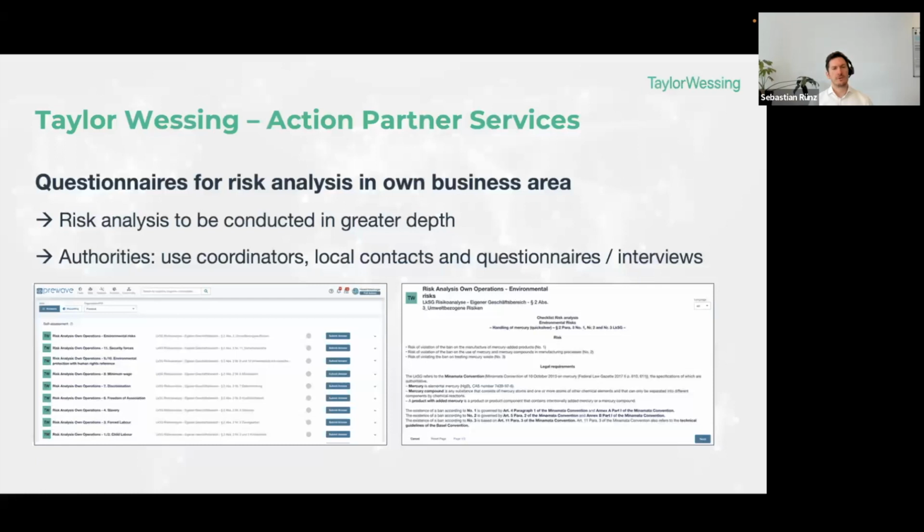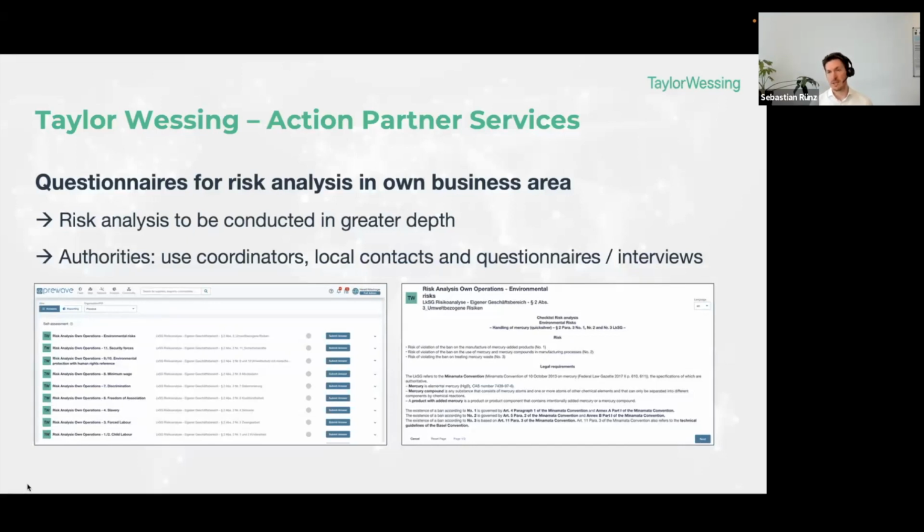So let me show you what we as Taylor Wessing offer in the Prewave Action Platform. The first thing is we developed questionnaires for the risk analysis in your own business area. The risk analysis in the own business area has to be conducted in greater depth and more detail.